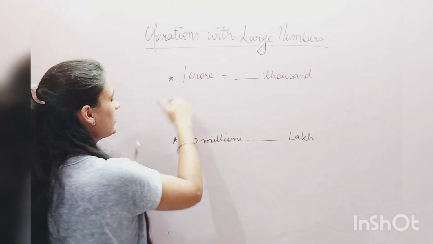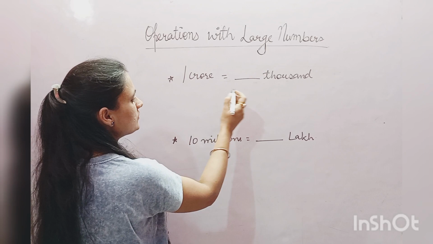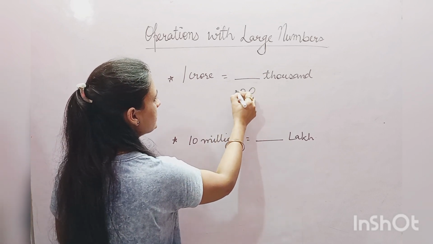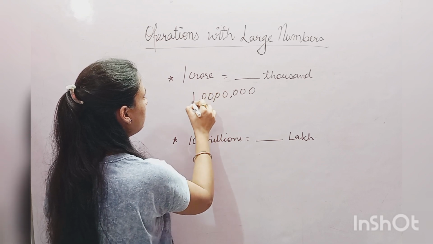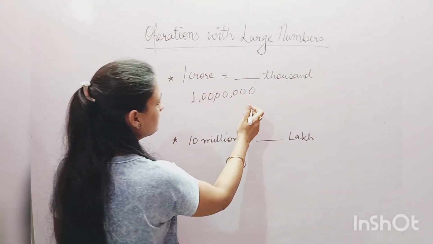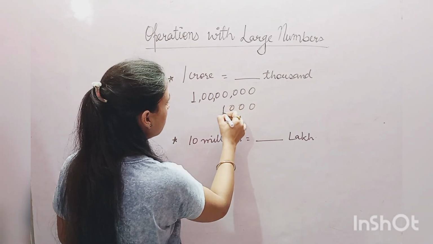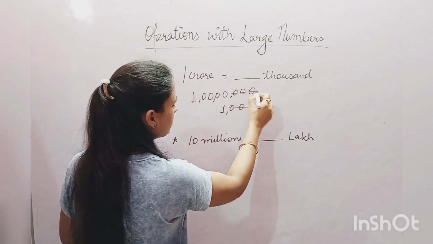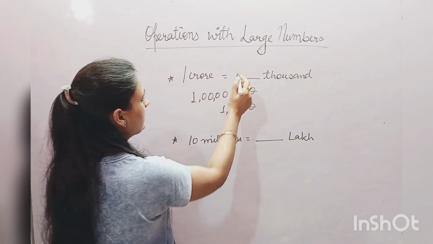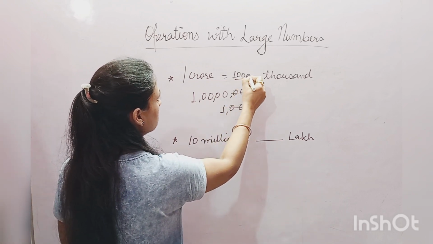Let's understand. It is given 1 crore. So first we'll write on 1 crore, 1s, 10s, 100, 1000, 10,000, lakh, 10 lakh, and 1 crore, right? How to write on 1000, 1s, 10s, 100, 1000. Just count the number of zeros here. Same number of zeros will cancel here. Whatever left, that is our answer.